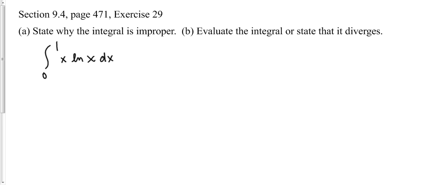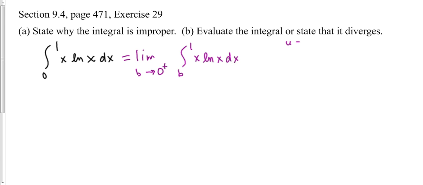And when we come across something like this, we need to rewrite the integral with a limit. So this is going to become the limit as b approaches 0 from the positive side, and it's from the positive side because we're looking at that interval between 0 and 1, and then we're going to have the integral from b to 1 of x natural log of x dx. And now we're ready to evaluate the integral. Now I think we'll need to use parts to do this.